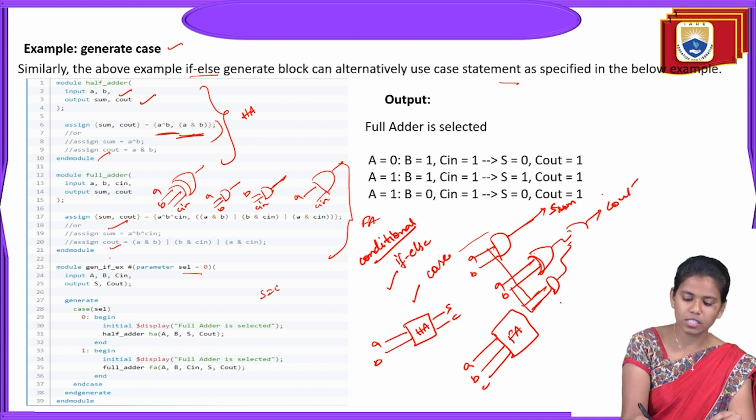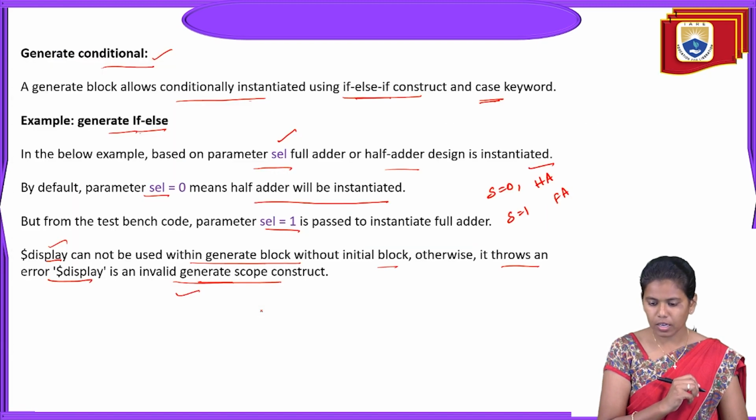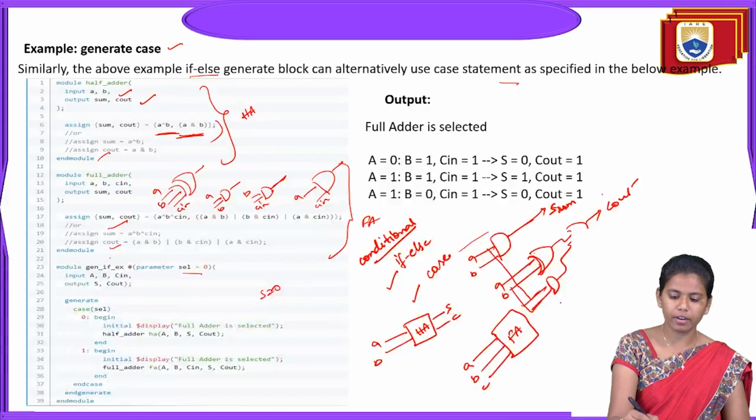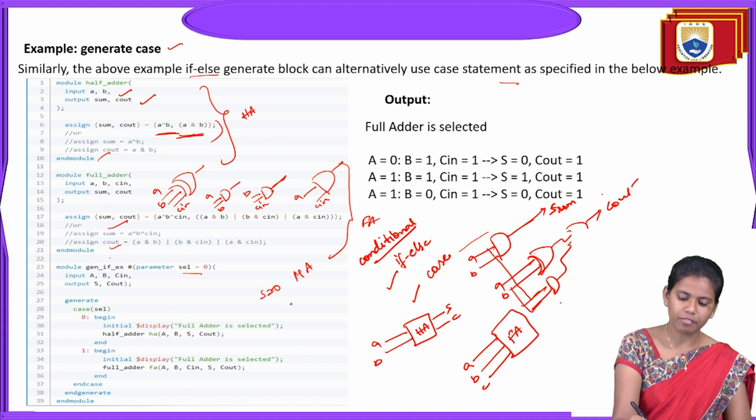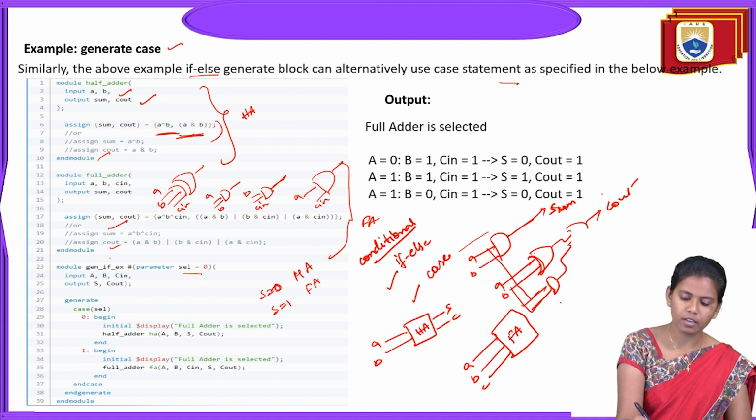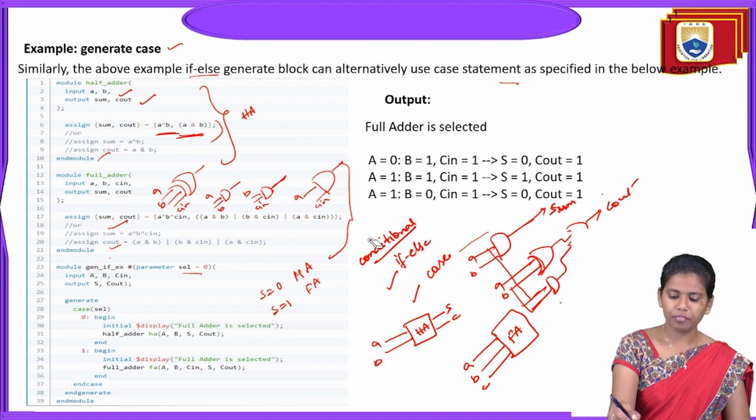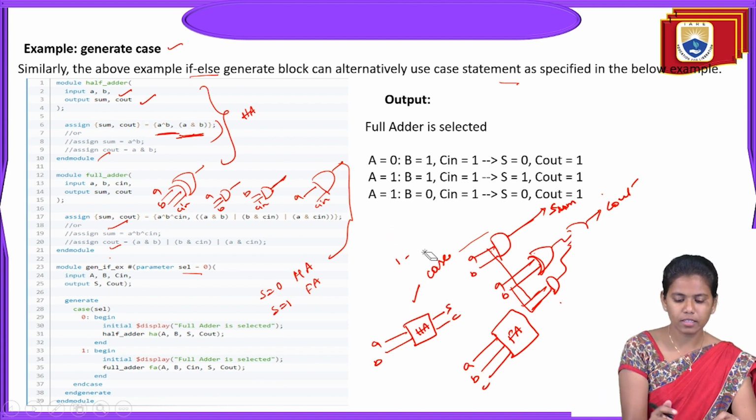I said in the previous thing, S is equals to 1 is a half adder. S is equals to 0 is a full adder. So after this, we are saying that selection is equals to 0. When selection is equals to 0, it means it's a half adder. A, B, C in, S out.